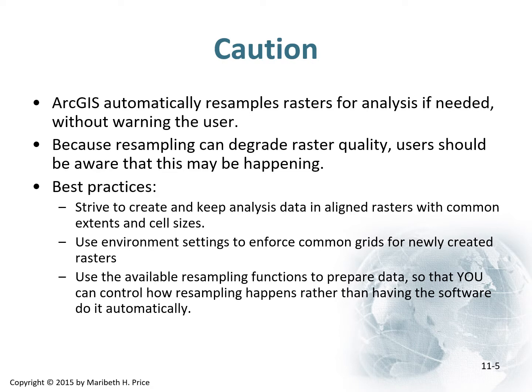GIS automatically resamples rasters for analysis if it's needed, and it doesn't warn you about this. Resampling can degrade raster quality, and so you should be aware this is happening. So what are the best practices to prevent it? Make sure that all your data sets that you're adding up are the same size, and that they're aligned, and that they're in the common extent, common cell size, same projection, all that kind of stuff. If you do that, then there's nothing for it to automatically do. Okay? And so then you don't have to wonder, did it do cubic convolution? Did it do nearest neighbor? You'll know that it didn't have to do anything.